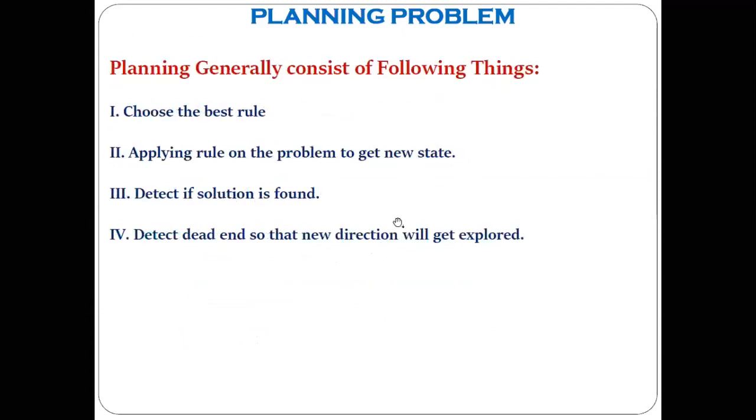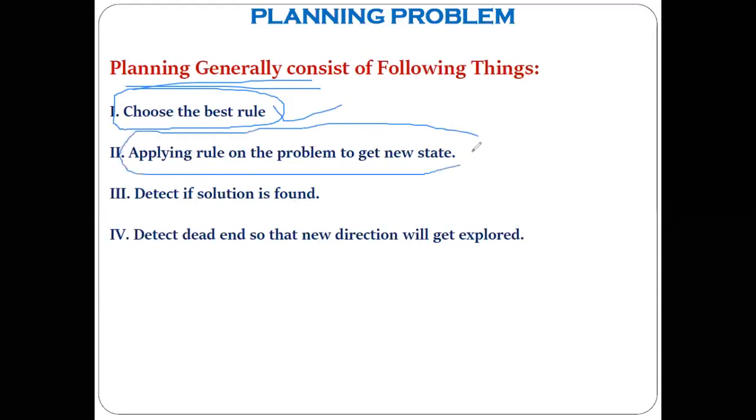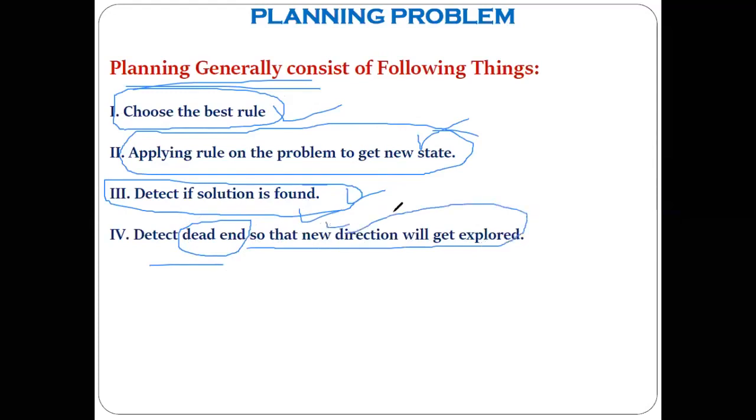Now if you see what exactly the planning involves, planning is nothing but choosing the best rule out of the available rules, then applying these rules to the particular state, and then trying to detect whether we have found the solution. If we can't find the solution, then we'll definitely reach a dead end. If we reach the dead end, we need to search for a new direction. The AI agent has to search for the new direction, so that using that new direction it becomes possible to reach the goal state. Understood? So these are the general steps being followed as a part of the planning.